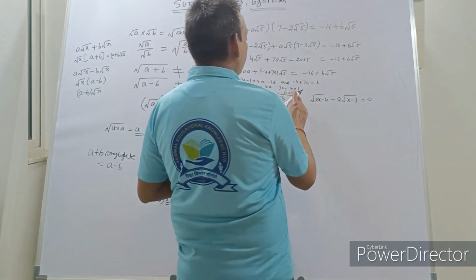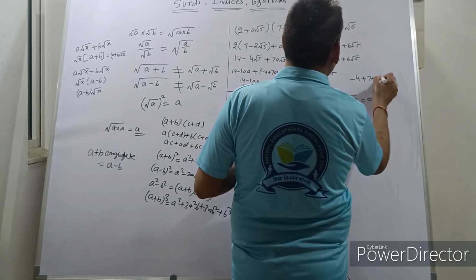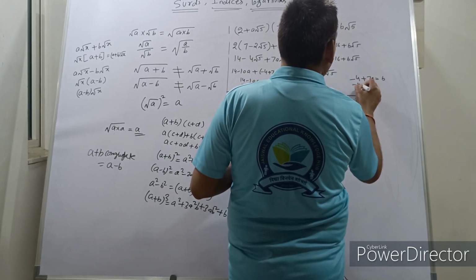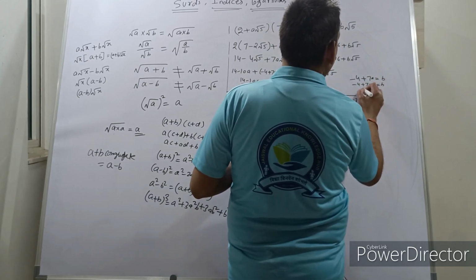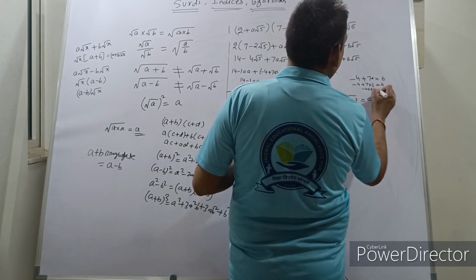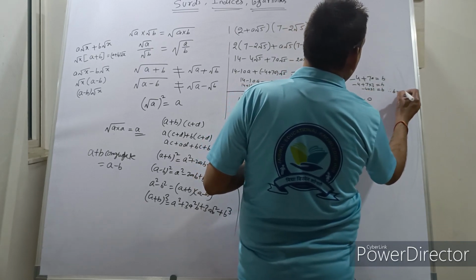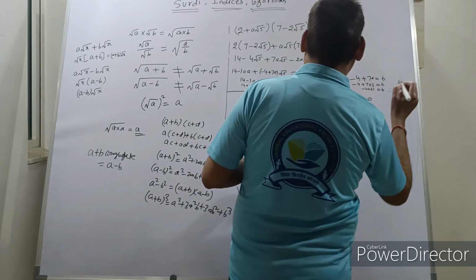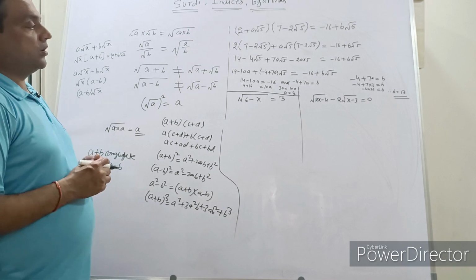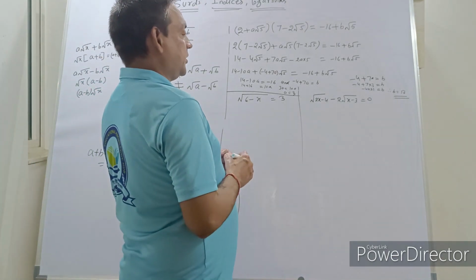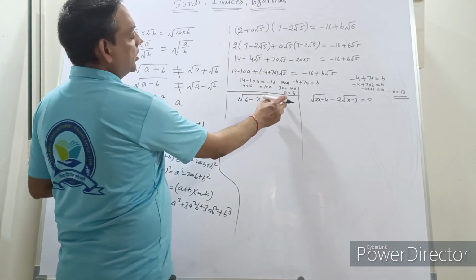Same way, now once you get the value of a as 3, minus 4 plus 7a is equal to b. We have the equation minus 4 plus 7 into 3 is equal to b. So 21, so minus 4 plus 21 is equal to b. Therefore b is equal to 21 minus 4, that gives you 17. So a is equal to 3 and b is equal to 17. Clear?